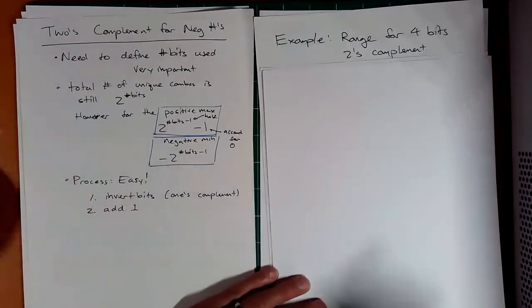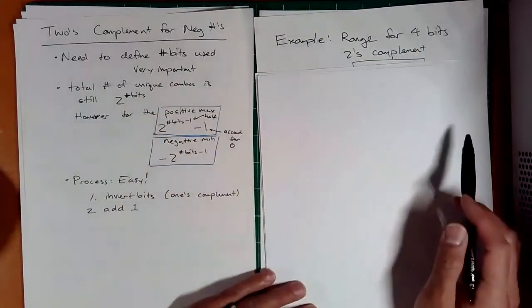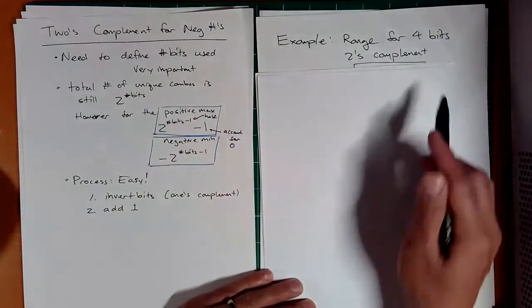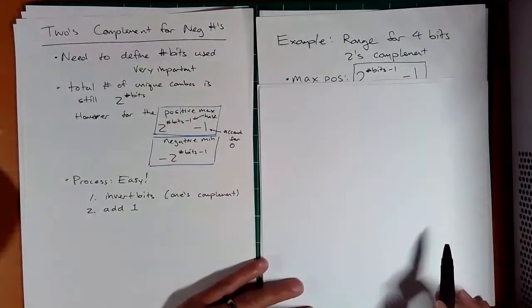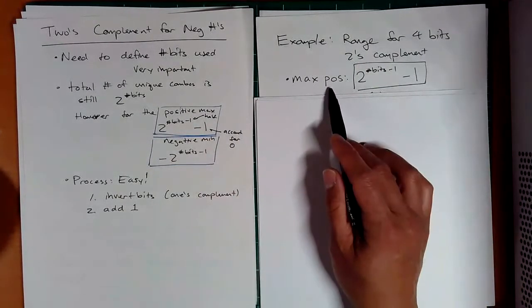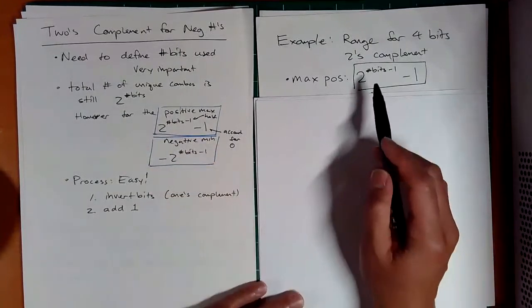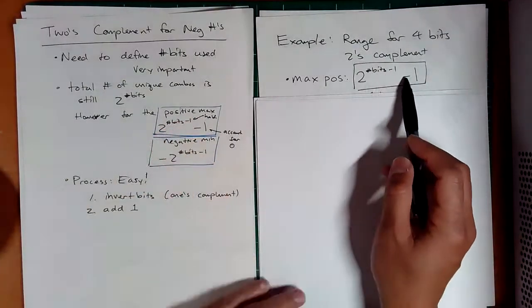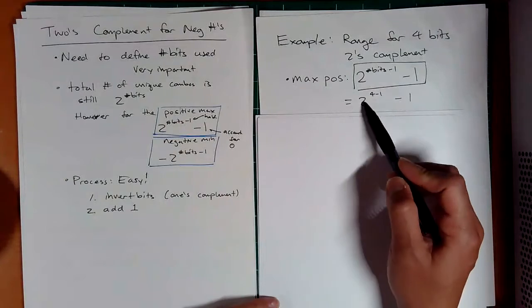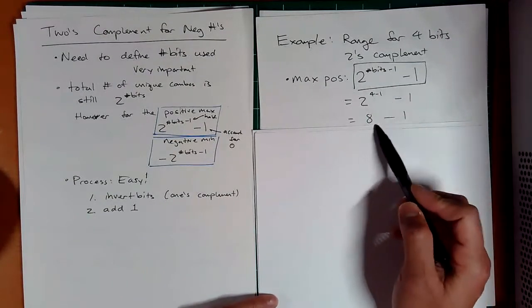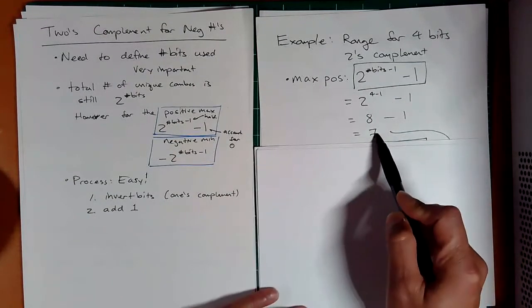Look at the range for 4 bits. Like I said, we have to define the number of bits. So let's say we're in a 4-bit world, which is a nibble, and we're in 2's complement, and we want to calculate, well, what's the maximum positive range for 2's complement? Well, we're going to use our formula, 2 to the number of bits minus 1, minus 1. So that's going to be 2 to the 4 minus 1, minus 1, which is 2 to the 3, which is 8, minus 1, which is 7. Okay.